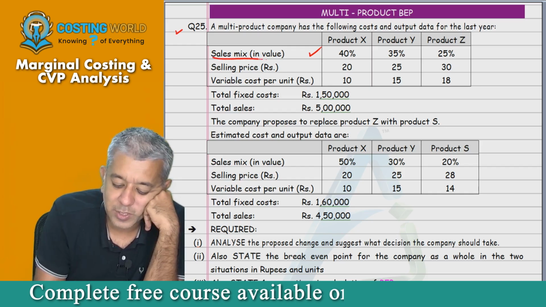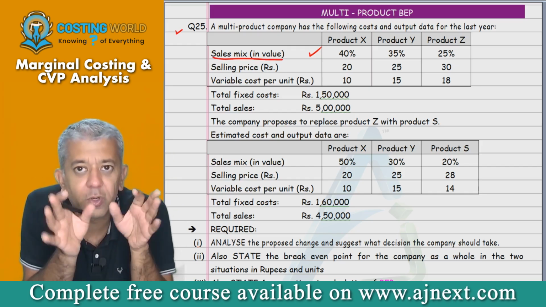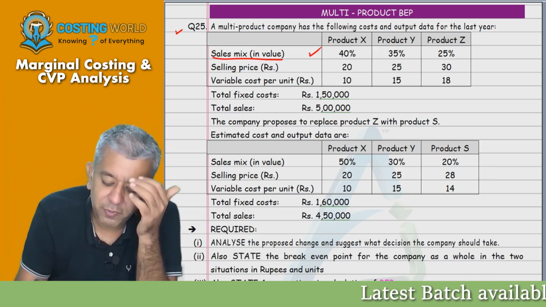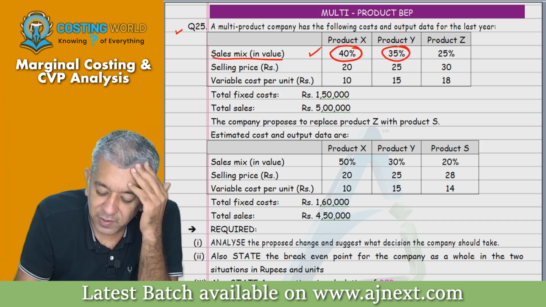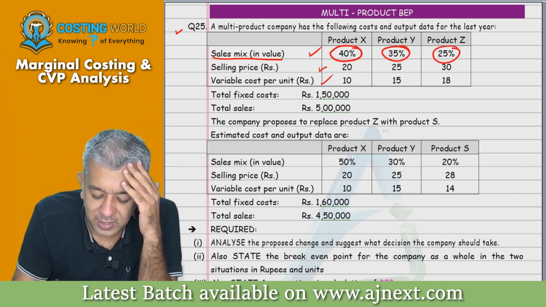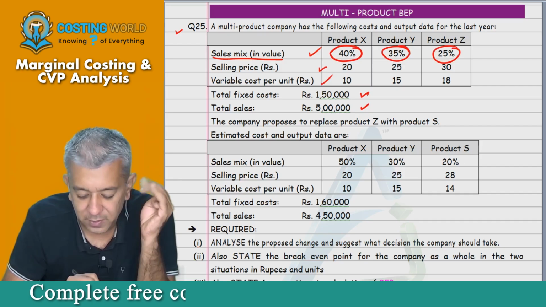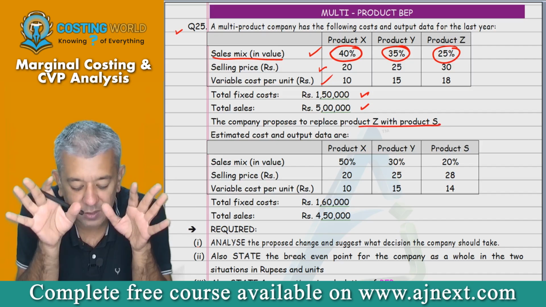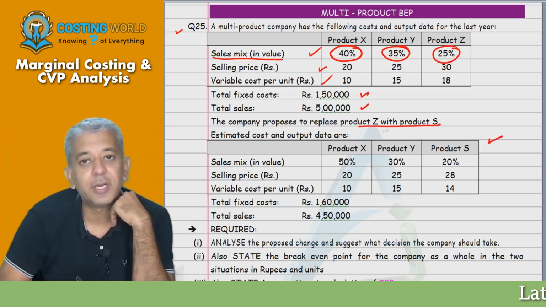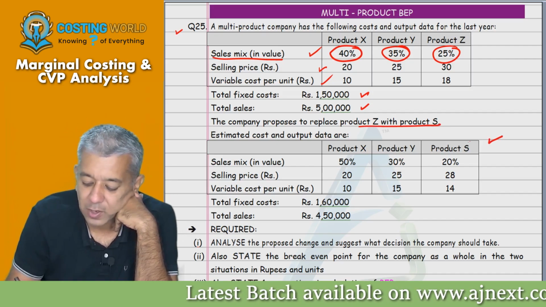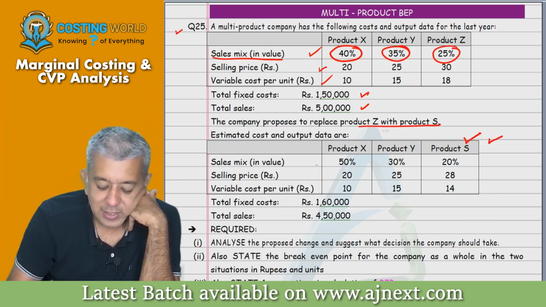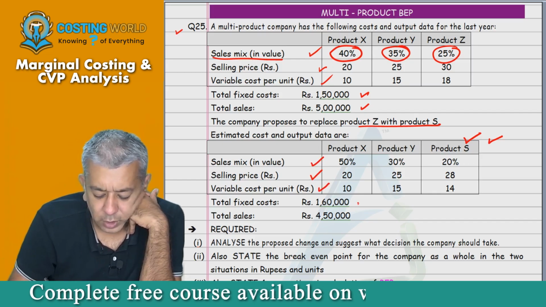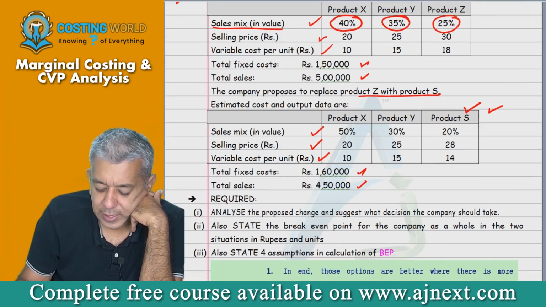Now see, this is sales mix in value. Sales mix in value means what? Whenever you are doing 100 rupees of sales, out of that, 40 rupees of sales will be for X, 35 will be for Y, 25 will be for Z. Selling price is there, variable cost per unit is there. Now the company is thinking, let's chuck out Z, let's bring in product S. Estimated cost and output data are given. So product X, Y and obviously Z gets replaced with S. Sales mix in value has changed, selling price has changed, variable cost per unit has changed. Total fixed cost and total sales are required.